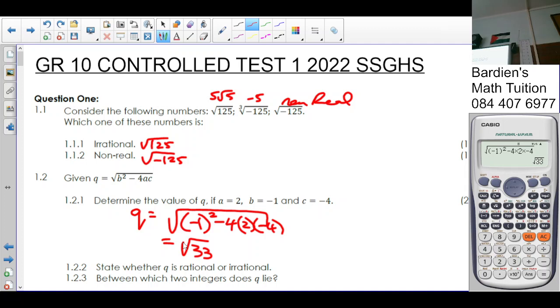State whether q is rational or irrational. Irrational.